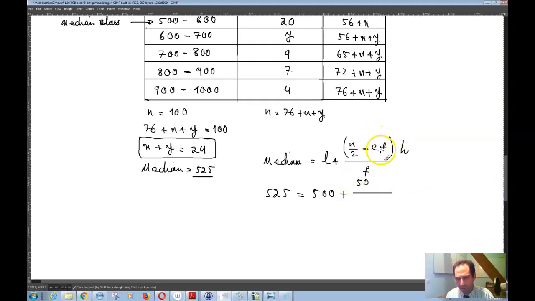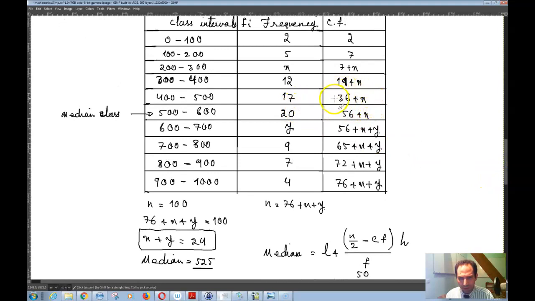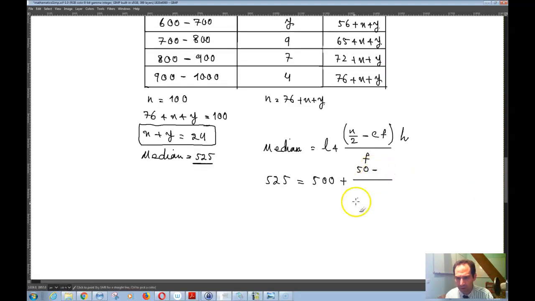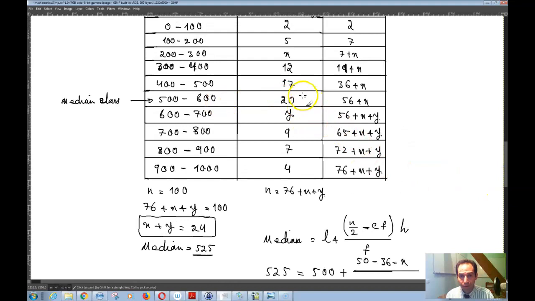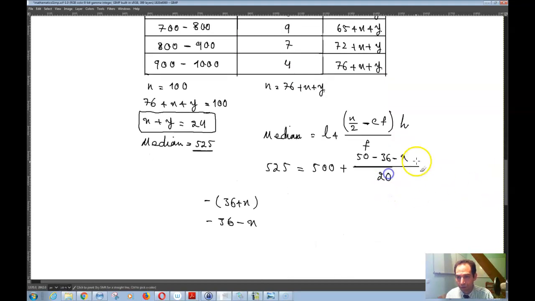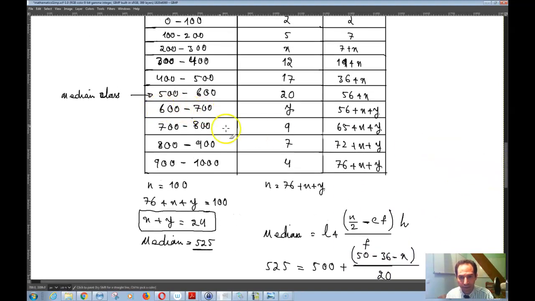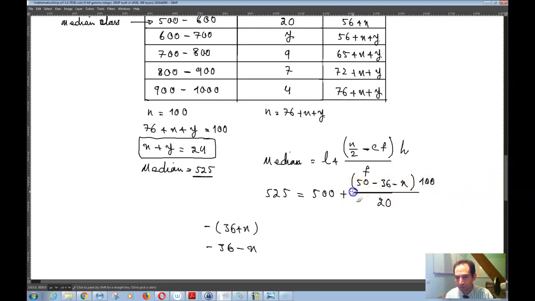Now the cumulative frequency of the class prior to the median class is 36 plus x. So that is minus 36 plus x, and you have to multiply the negative by both of those terms, so it becomes negative 36 negative x. Then you divide by f, which is the frequency of the median class, 20, and multiply the whole thing by h, the class size, which is 100. So 100 divided by 20 is 5.